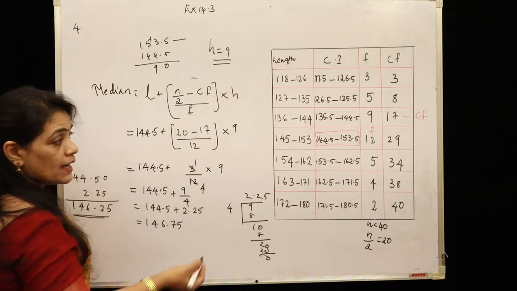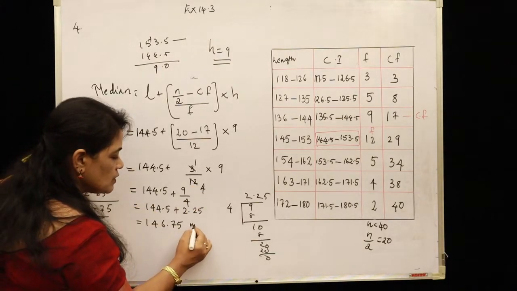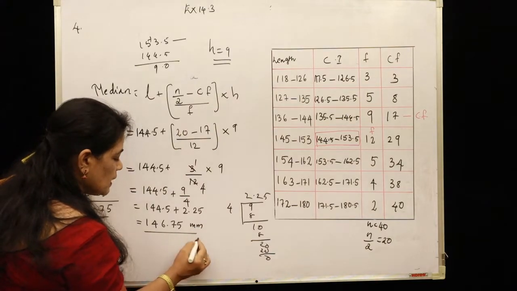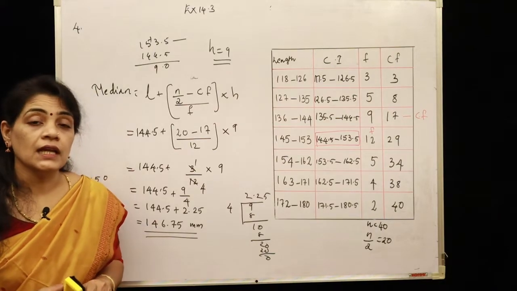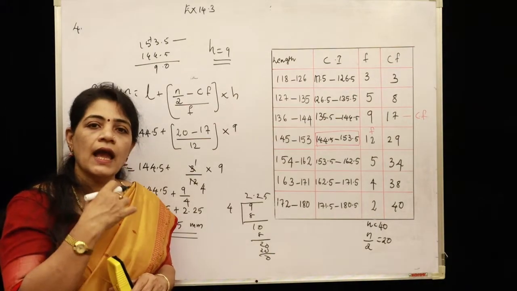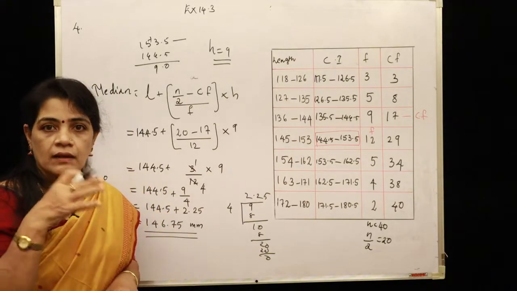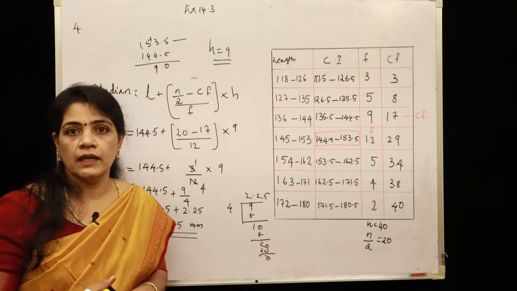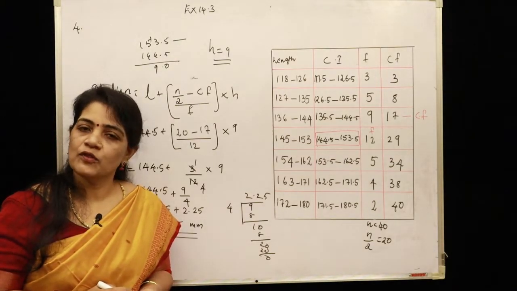146.75, and the length of the leaves is in millimeters. So, this is the median length of these 40 leaves. Okay, if you arrange the length of the leaves in ascending order or descending order, this will come in the middle. That is the meaning of the median of the frequency distribution. Okay, this is all about the fourth question.